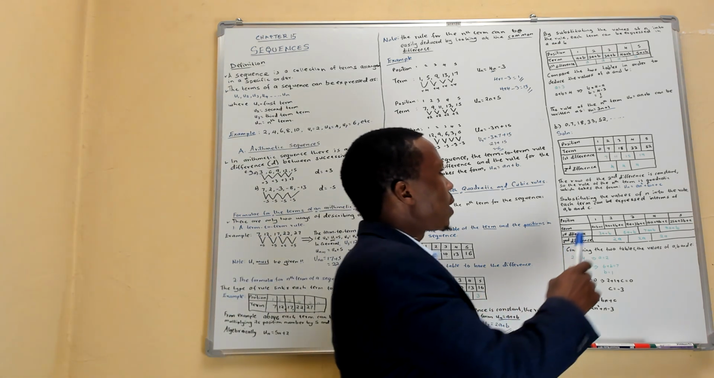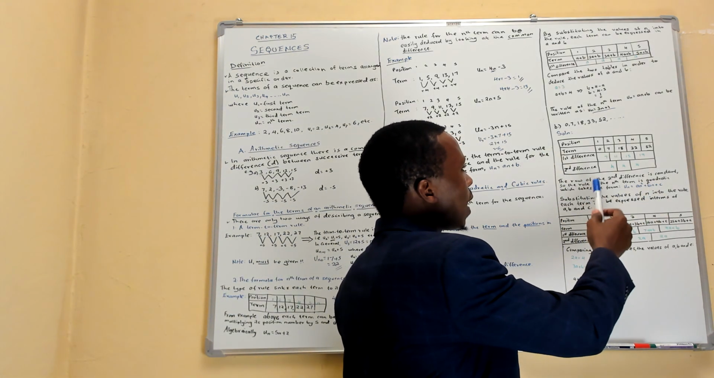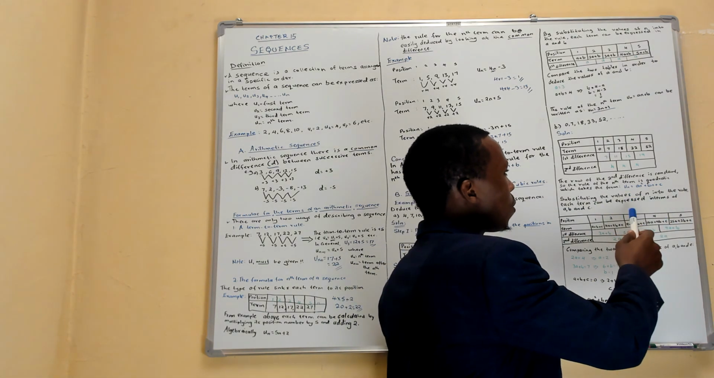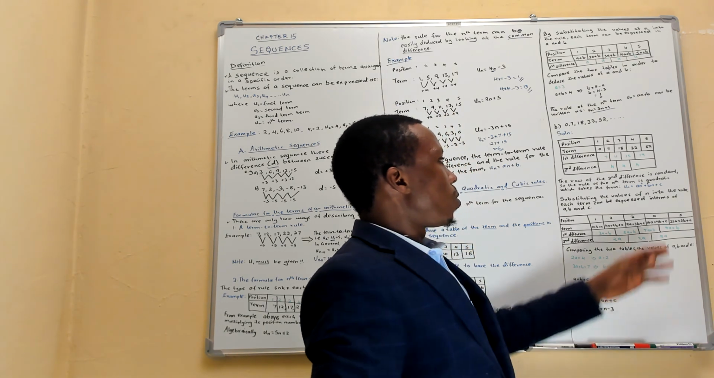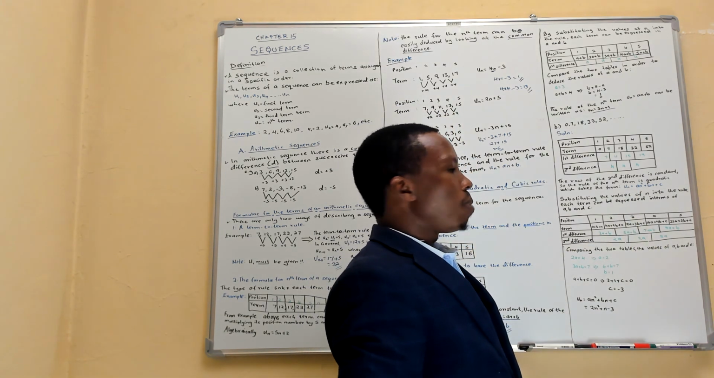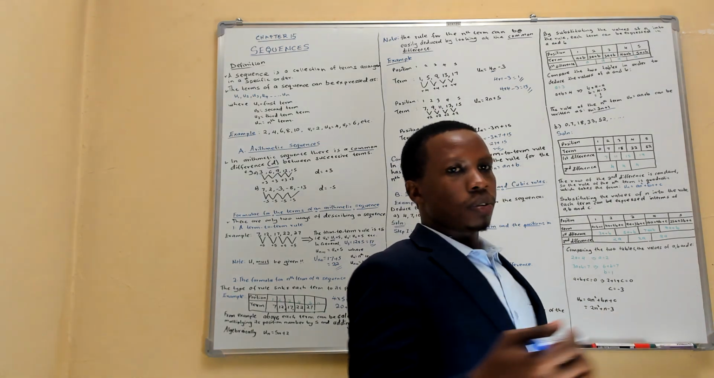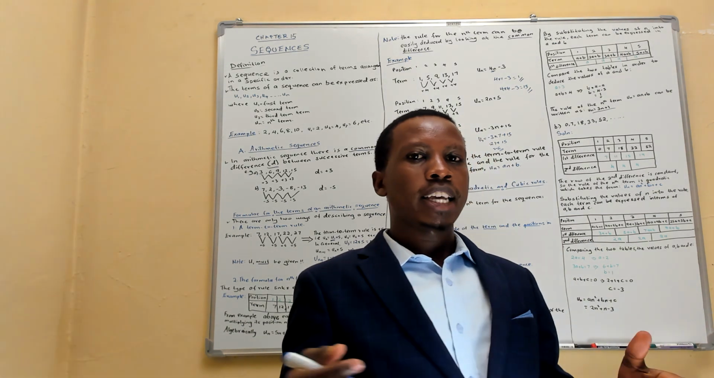Now the second difference is constant, so the rule of the nth term is quadratic, which takes the form of un equals an squared plus bn plus c. Again, this is the same as the quadratic expression, that is ax squared plus bx plus c.